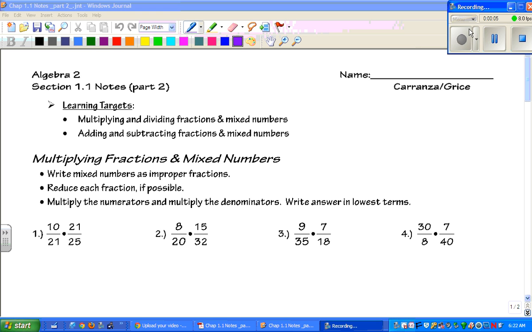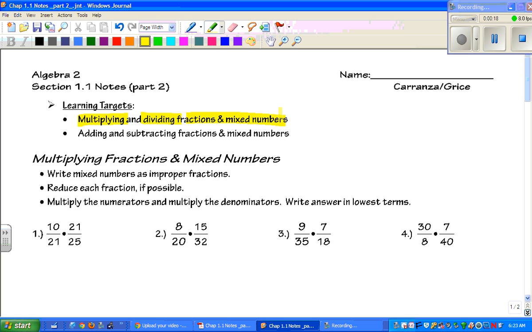This is Mr. Grice, and we are talking about Algebra 2, Section 1.1, Notes, Part 2. Today we're going to be talking about multiplying and dividing fractions and mixed numbers, and then adding and subtracting fractions and mixed numbers. All right, so let's get started with the multiplying.